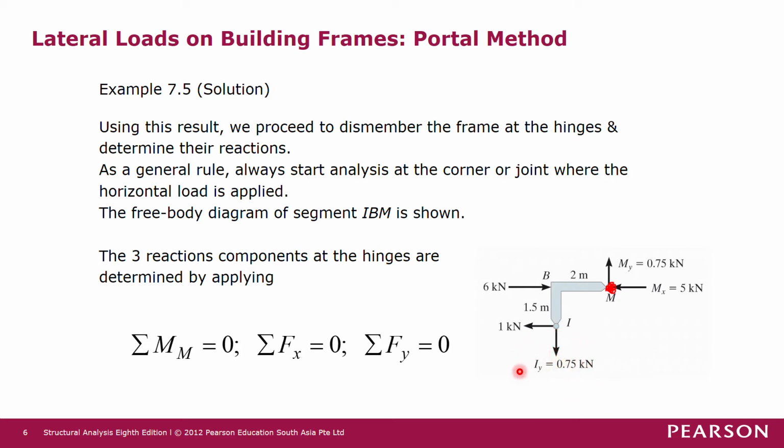So after getting Iy, now left only one unknown, which is my. So to solve for my, we may use the equilibrium equation of total force in the vertical direction equals to 0. So we have my minus 0.75 equals to 0. So my equals to 0.75 kilonewton. So with that, we solve for all the unknown forces in this particular segment of the building frame, okay, for segment IBM.